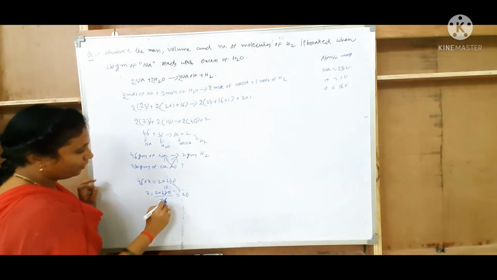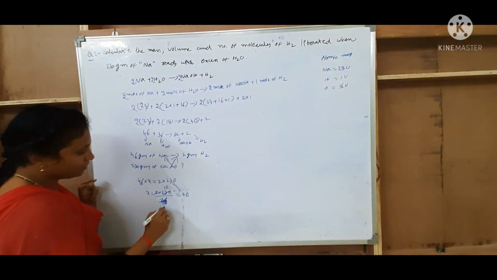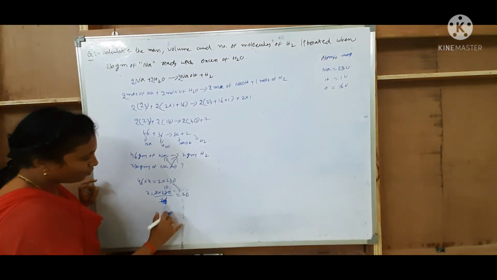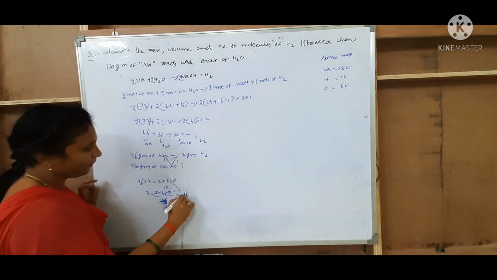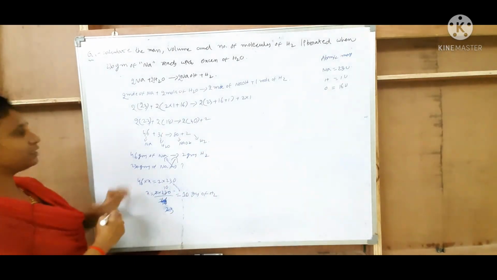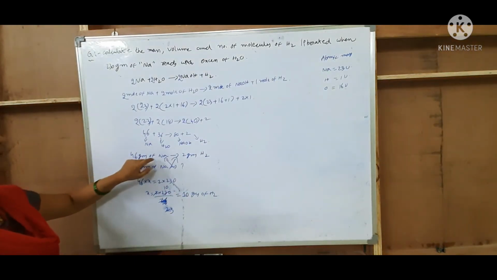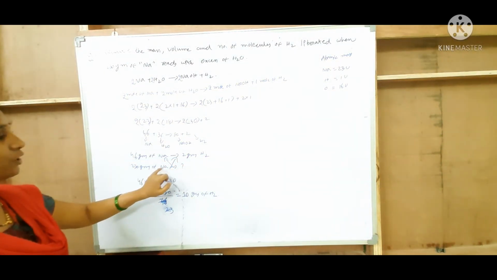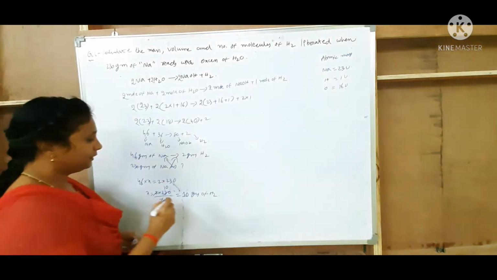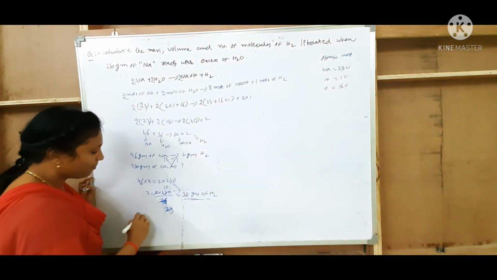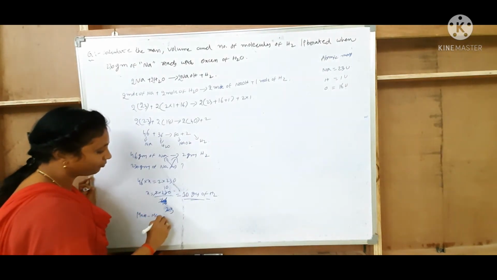Here 46, 2 1s are 2, 2 5s are 10. So, 10 grams of hydrogen. In this question, 46 grams of sodium needs 2 grams of hydrogen. 230 grams of sodium needs how much hydrogen? The 10 grams of hydrogen. This is the answer. This relationship is known as mass to mass relationship.